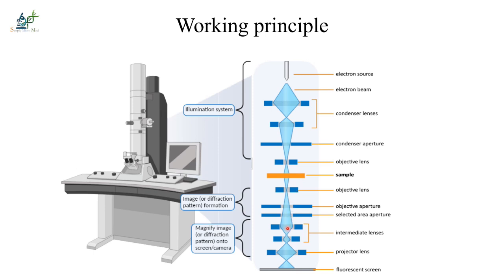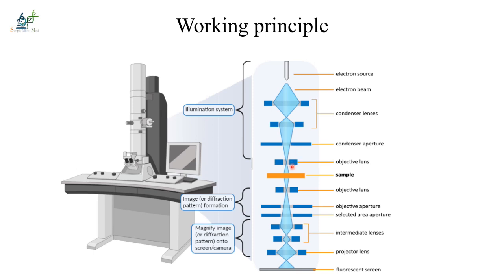And this is the intermediate lens, which will also enhance or enlarge the image when the transmitted beams reach the projector lens. This projector lens will project the image onto this fluorescent screen, which is connected with the computer. So the projected image can be observed on the computer monitor. And here we told that it is a transmission electron microscope.